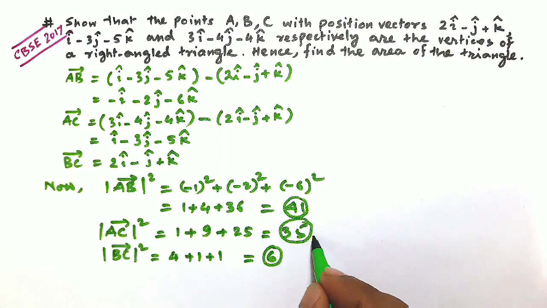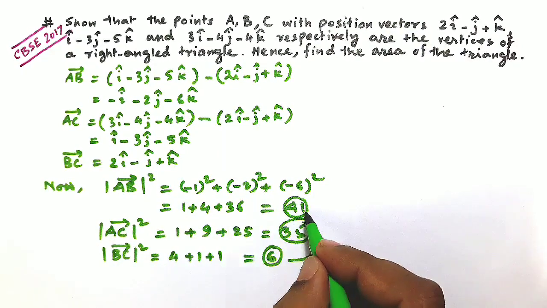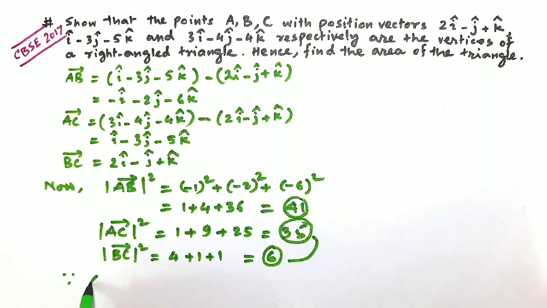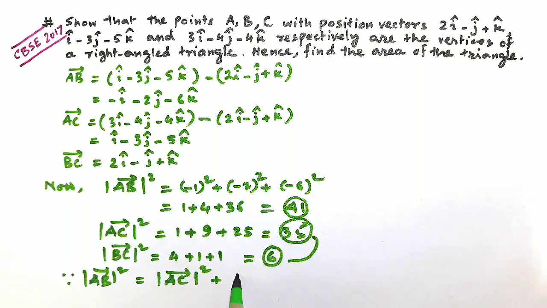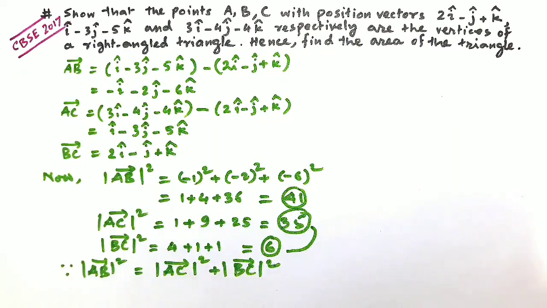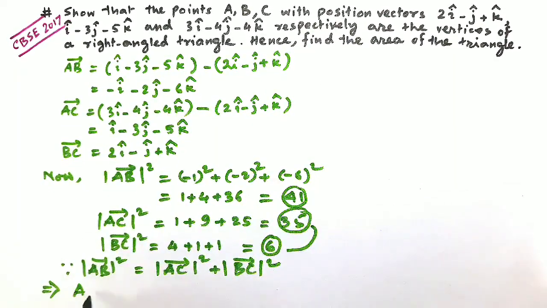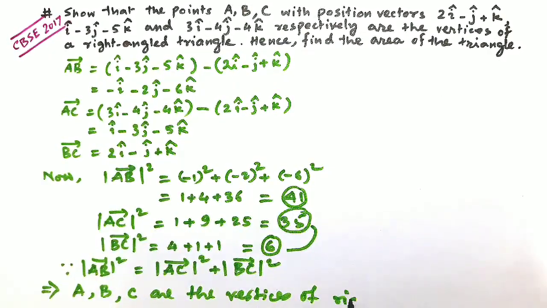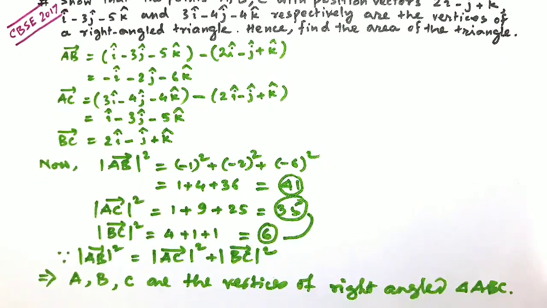Now friends, the vectors' modulus squares are respectively 41, 35 and 6. Now you see that if you add 35 and 6, you will get 41, isn't it? So since the AB vector's modulus square is equal to the AC vector's modulus square plus the BC vector's modulus square, we can conclude that the points A, B and C are the vertices of a right angled triangle ABC, isn't it?